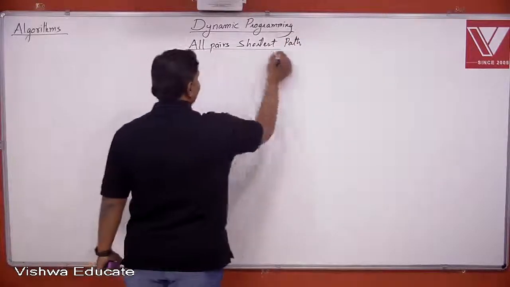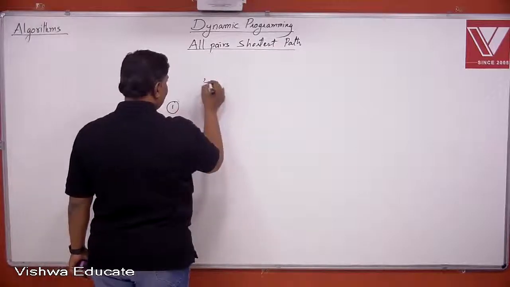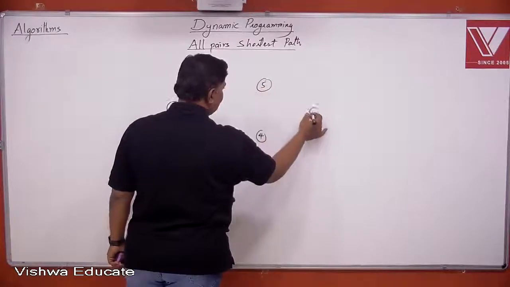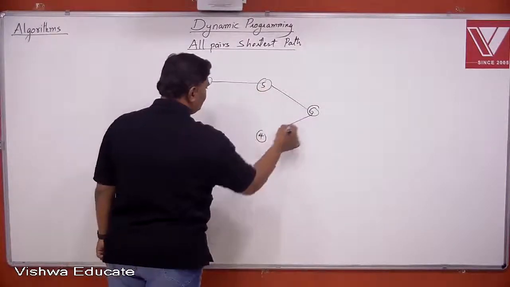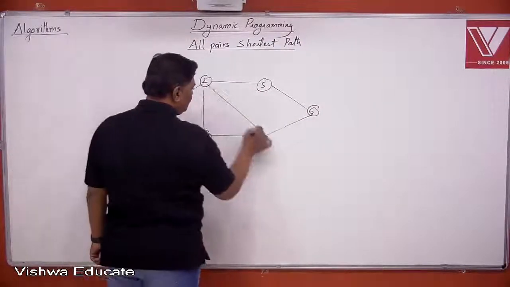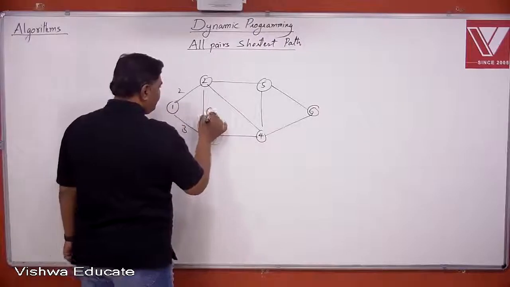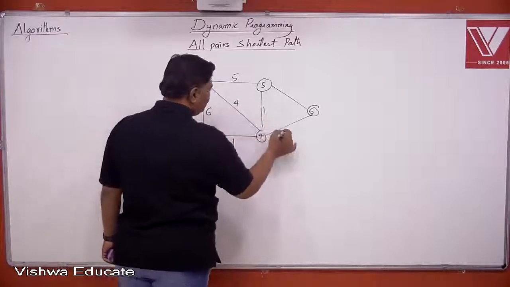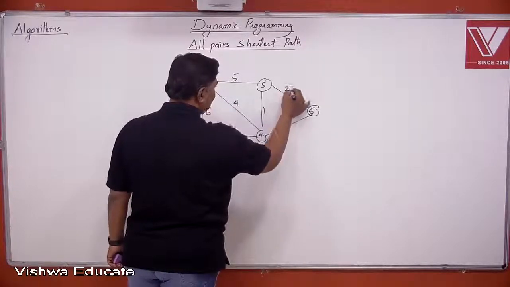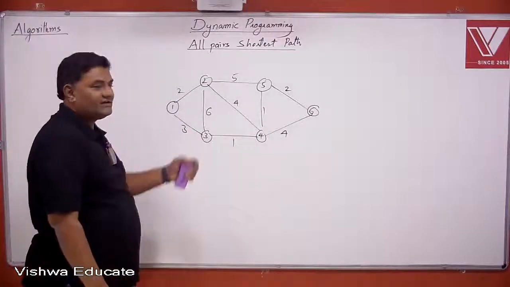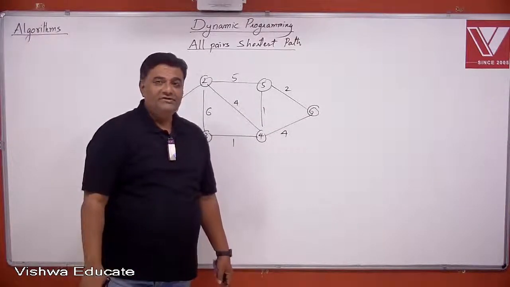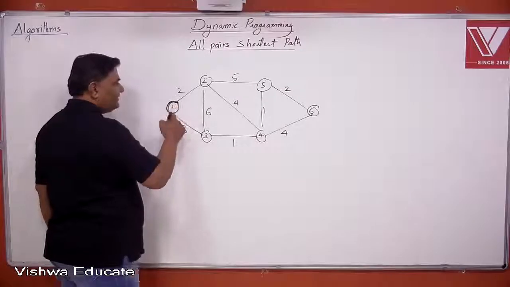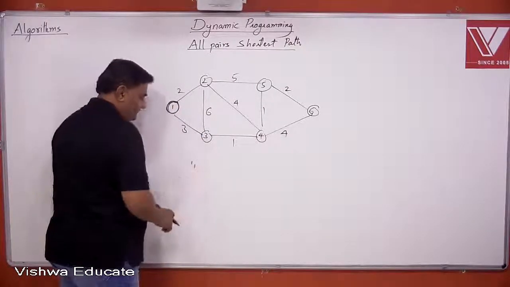What does it mean? First I will explain. If there is a graph, like the one we have already used, with edge weights 2, 3, 6, 5, 4, 1, 1, 4, 2. This graph we have already seen, right? We used this graph for single source shortest path, where this was the source vertex. We wanted to find the shortest path from 1 to 2.